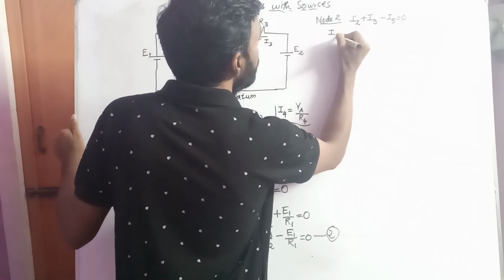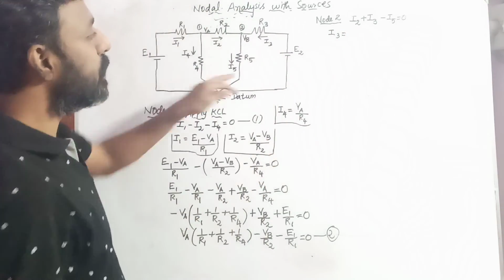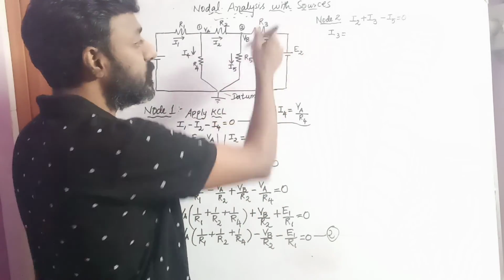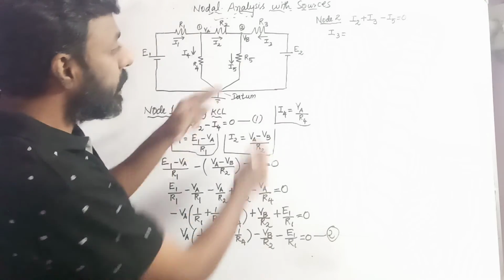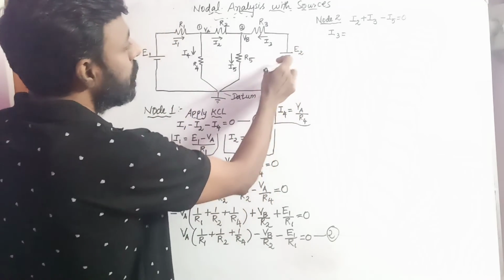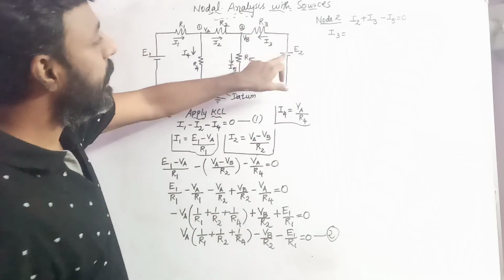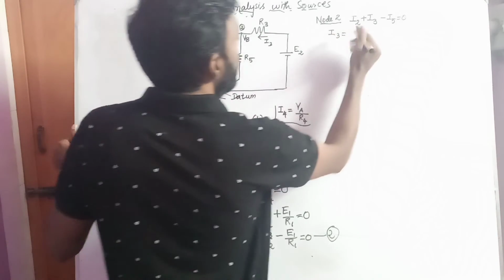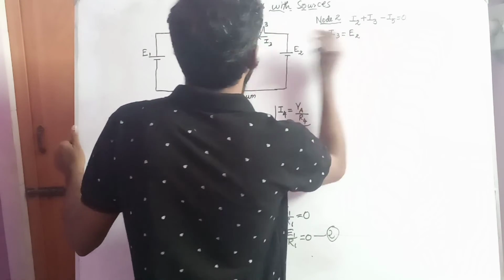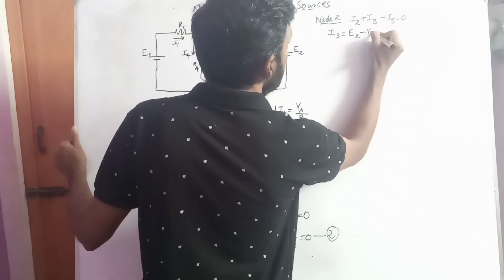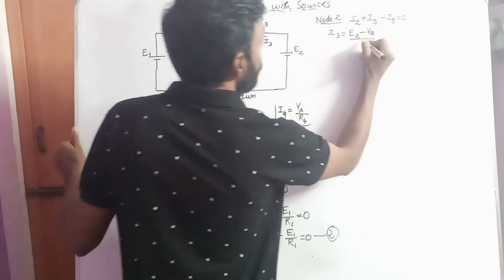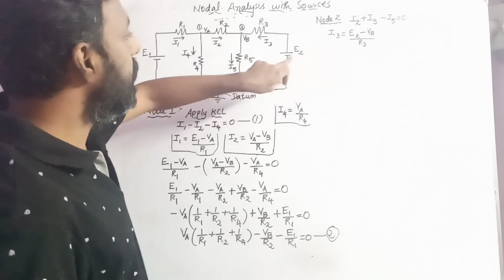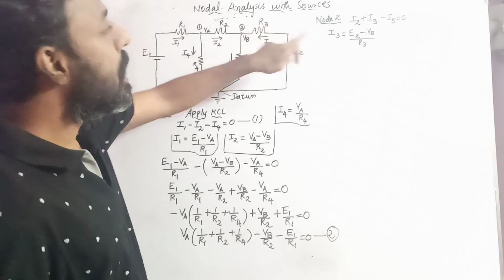I3 is a current which is flowing from the positive terminal of the battery E2 and it is passing through the resistor R3. So I3 is nothing but the difference between the potential from this E2 to VB, divided by R3. The difference between the potential is E2 minus VB divided by R3. So this is the value of I3. I3 will be E2 minus VB divided by R3.